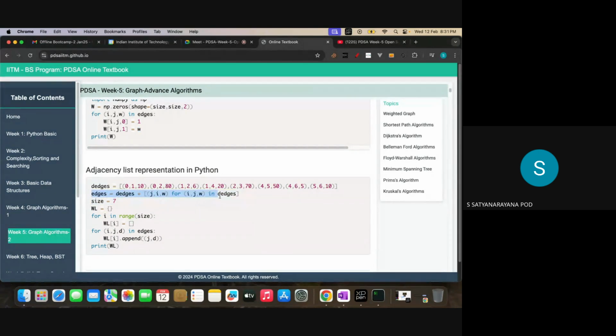Double the edges, whatever the earlier edges are, we make it double, and an empty dictionary with empty lists is created.